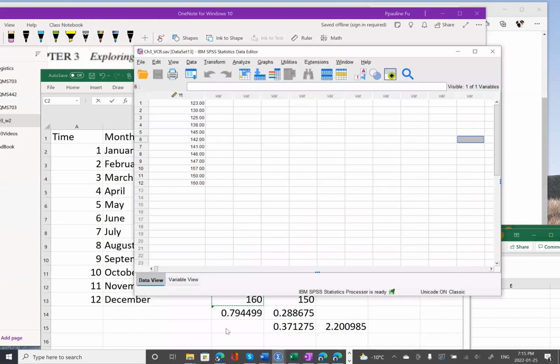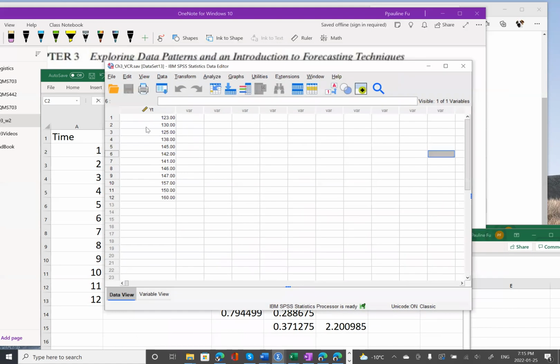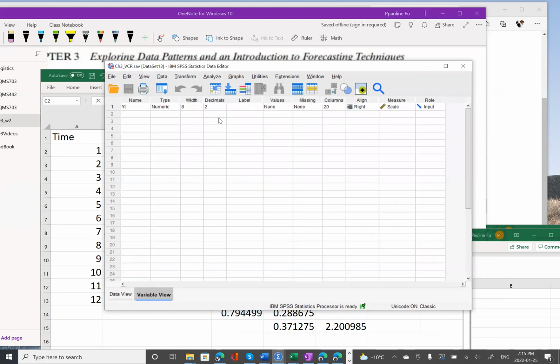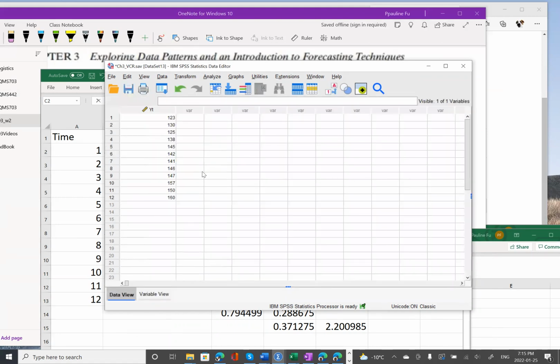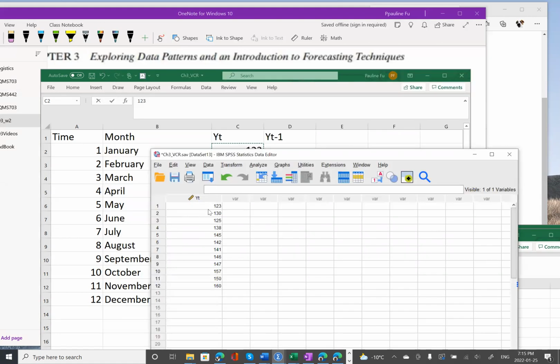I already have it pasted here. So this is my SPSS data. Actually, I just copy and paste. That's it. I changed the variable name, except this one has 2 decimals, but I can easily eliminate the 2 decimals to no decimal. So now it is in SPSS. You can copy and paste from Excel to SPSS.